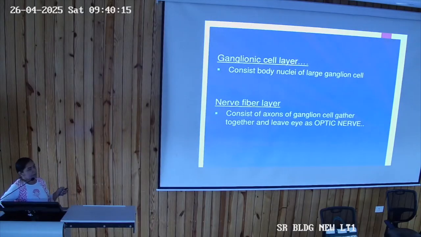Ganglionic cell layer. This ganglionic cell layer consists of the body and the nuclei of the ganglion cells. Second last layer, the nerve fiber layer, consists of the axons of the ganglion cell, and finally it leaves as the optic nerve.